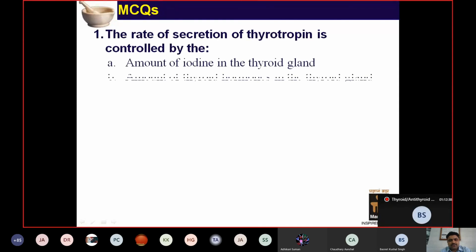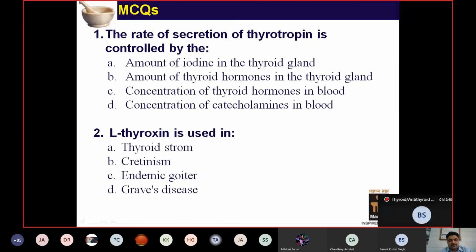So this is all about the thyroid, and there are a few MCQs, just 4 MCQs. Number one: the rate of secretion of thyrotropin, TSH, is controlled by: the amount of thyroid hormone in the thyroid gland, the concentration of thyroid hormone in blood, or the concentration of catecholamine in blood. C is the correct answer.